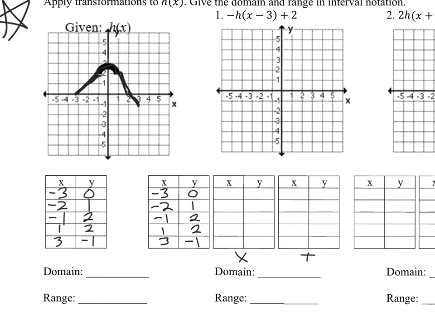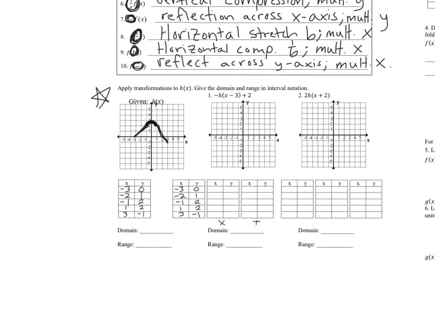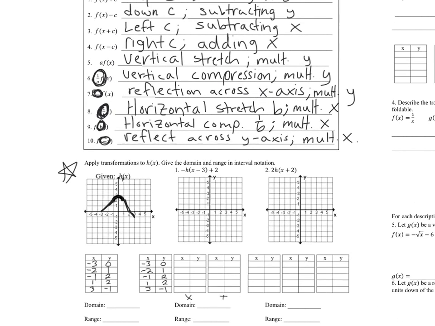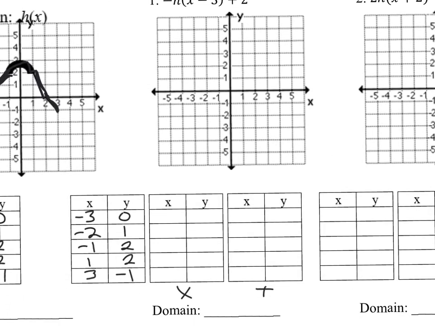So it says here first that I'm going to multiply by a negative on the outside. Now if we go back over here, it says that we need to do number 7, which is reflection across the x-axis, and we need to multiply the y. So let's multiply the y, and it looks like it's just going to be a -1. Just by a -1. So let's go ahead and do it.